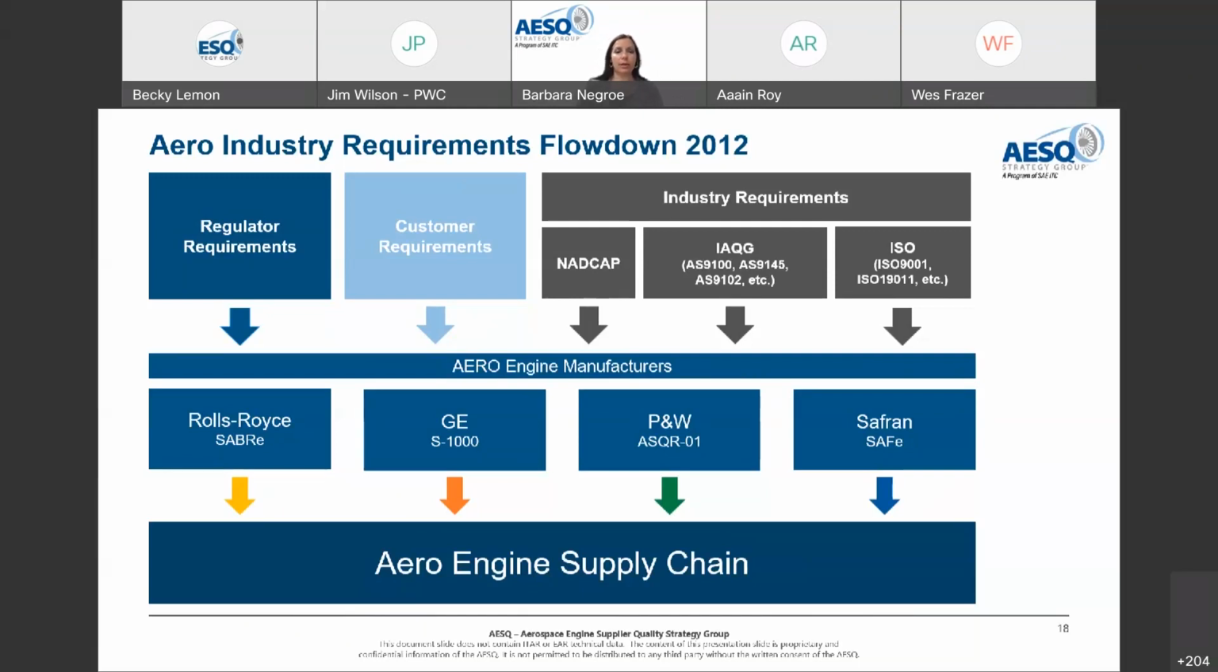You also had, and still do have, the individual requirements from the OEMs that enhance that. So you may be receiving the Sabre from Rolls-Royce or the S1000 from GE, et cetera, and then pulling all those together and working to create your quality system that makes you compliant to each and every one of those.